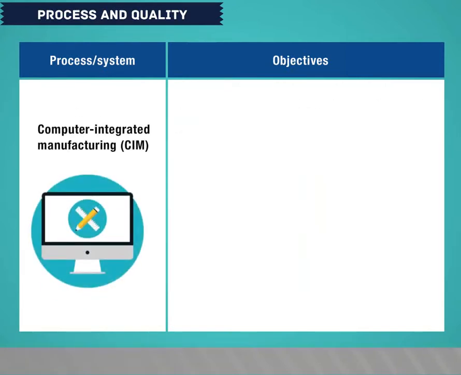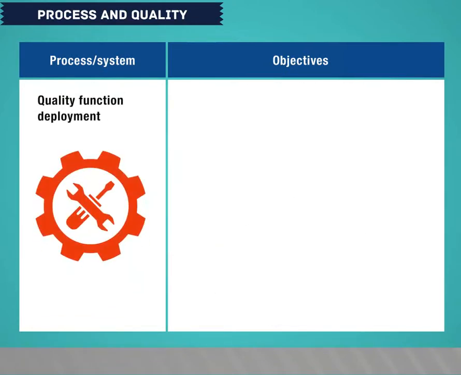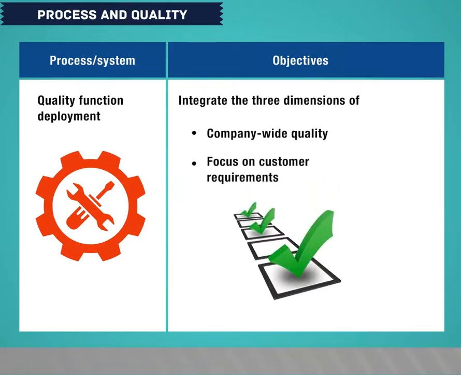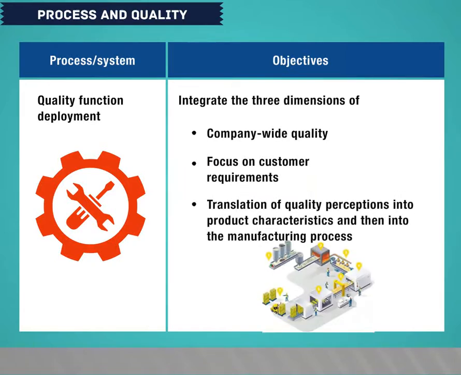Computer Integrated Manufacturing (CIM). Lower cost, shorten lead time, and improve quality based on information sharing by linking management and financial information systems, departmental computing, process management systems, and factory systems for controlling machinery and manufacturing processes. Quality function deployment. Integrate the three dimensions of company-wide quality, focus on customer requirements, translation of quality perceptions into product characteristics and then into the manufacturing process.